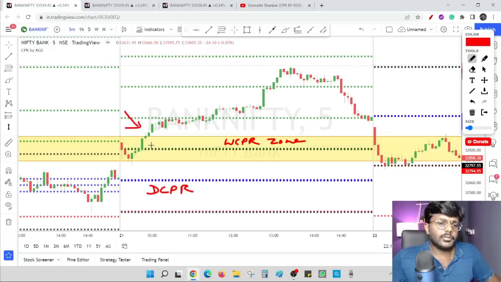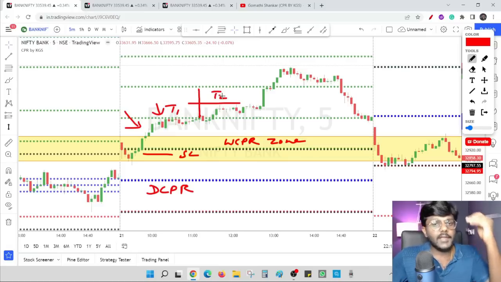And I will place my stop loss maybe below weekly CPR or below R1 and previous day high. So this is going to be my stop loss. And my target will be R2 initially. This will be my target 1 and then 50% is going to be my target 2. After that I will exit.